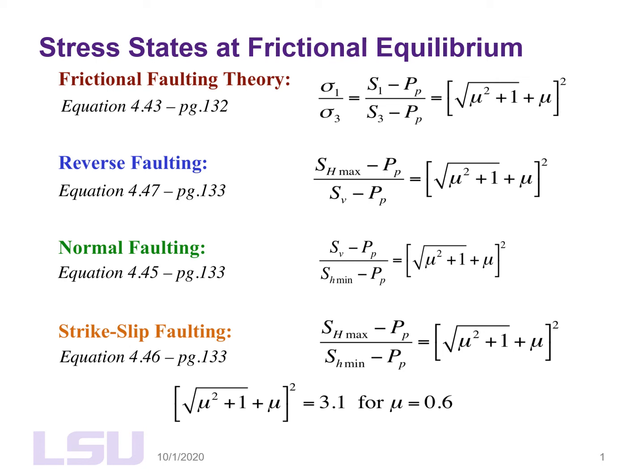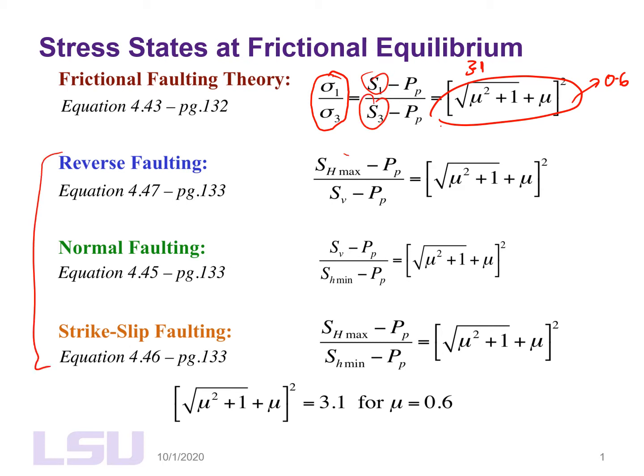Okay, so you are now familiar with this equation. It's just a ratio of sigma 1 to sigma 3 that has to be less than or equal to 3.1. This becomes 3.1 when mu equals 0.6. We walked through all of that previously. Then you apply this sigma 1, sigma 3 for any faulting regime, and you will have what S1 should be in that faulting regime, and that gave us this, right?